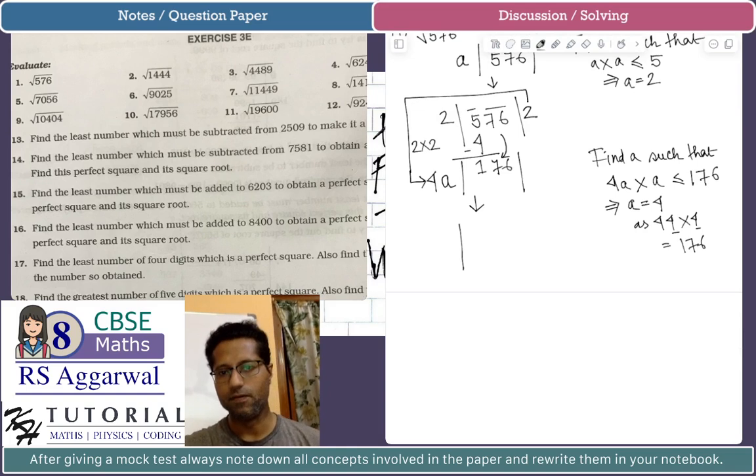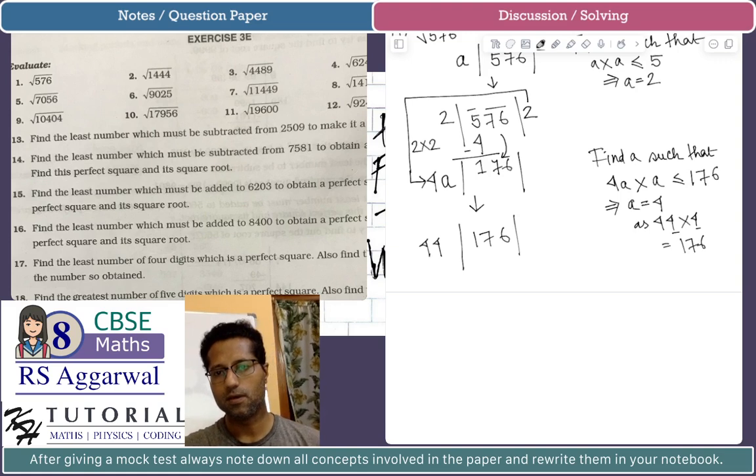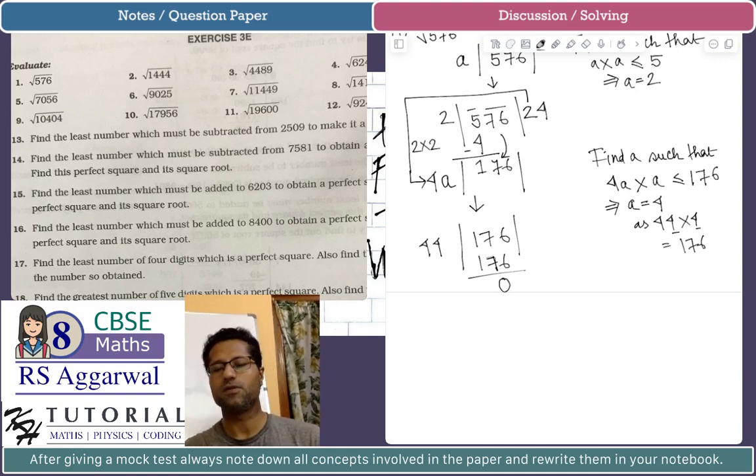So after this step, when we found A equals 4, this A, the digit we have found, will also go in the quotient, that is 4. We got 44 into 4 is 176, and the remainder is 0, and there are no more periods left. So the answer is 24.